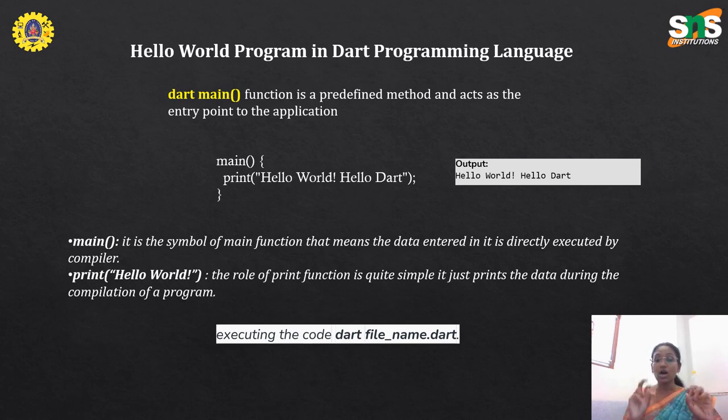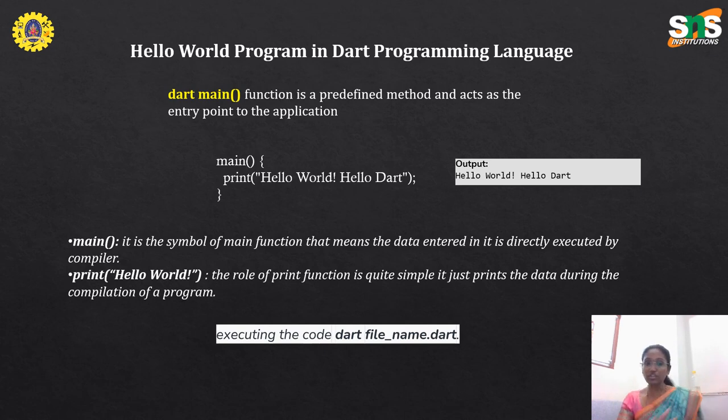Here we are showing how to start with the Dart programming language. We start with the hello world program in Dart. In Dart, the main function is a predefined method that acts as the entry point of the application. Main is the most important line in the Dart programming language. After creating main, we write print, as in the C language. The text we want, we write in double quotes. Next we close with curly braces. My output is hello world. This is what I am giving over here.